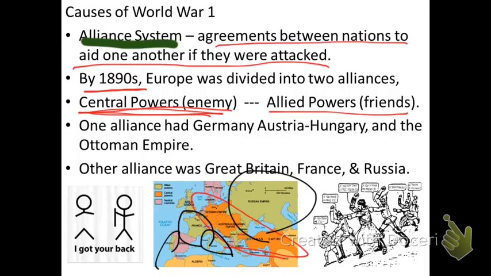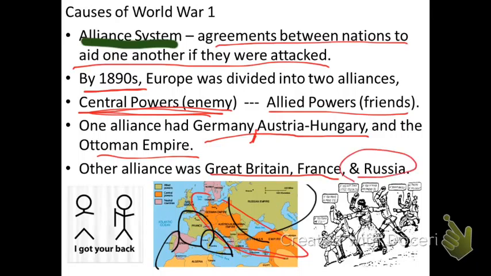Okay, so those were the two main divisions, the Central Powers, who were the enemies, and the Allied powers, who became our friends. One alliance had, again, Germany, Austria-Hungary, and the Ottoman Empire. There should be a comma right in there to show that there is a break. It's not Germany Austria-Hungary. It's Germany, comma, Austria-Hungary, and the Ottoman Empire. And the other alliance, of course, were our two oldest friends, the Brits and the French, and then, of course, a new buddy, because they were fighting the Central Powers, the Russians.